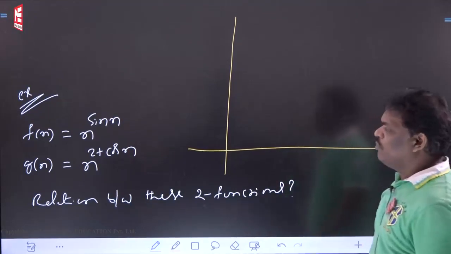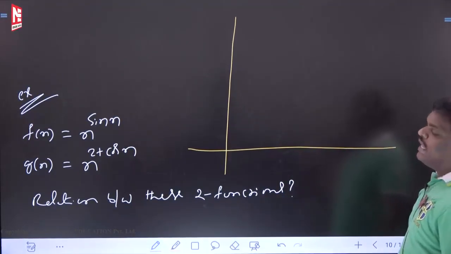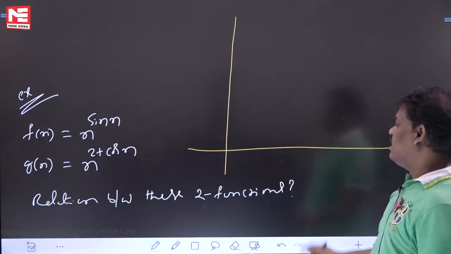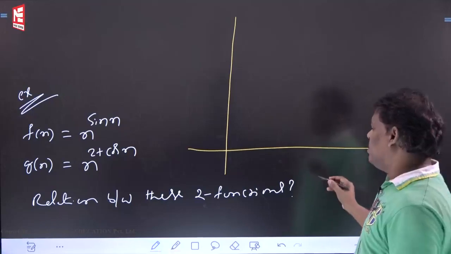One more problem for a trigonometric function. F(n) is equal to n power sin n. G(n) is equal to n power 2 plus cos n. What is the relation between these two functions, it is asking. I am checking now.